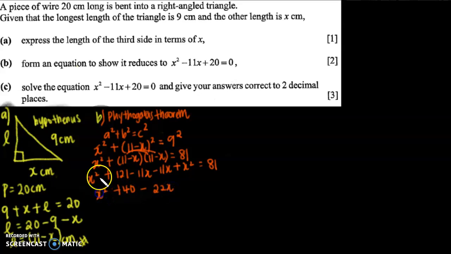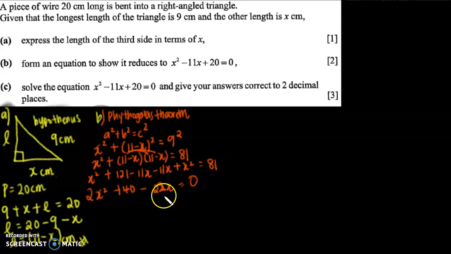Oops, I forgot there's another x squared over here, right? So that gives us 2x squared. And this is 22. Yeah, correct. Let me write that much more clearly. So this equals 0. Alright, so we are almost there.